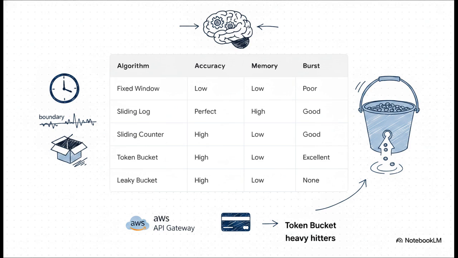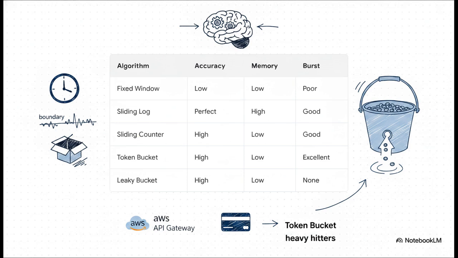Take a fixed window counter, for example. It's dead simple, uses almost zero memory, but the accuracy is pretty bad because of boundary attacks. A user can max out their limit right at the end of a minute and do it again at the exact start of the next, causing a massive traffic spike. On the flip side, that token bucket we just talked about: high accuracy, low memory, and excellent burst handling.